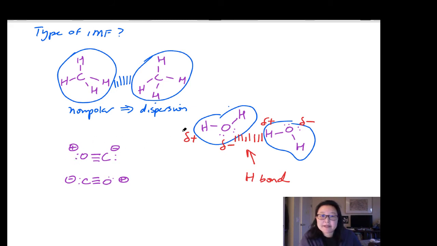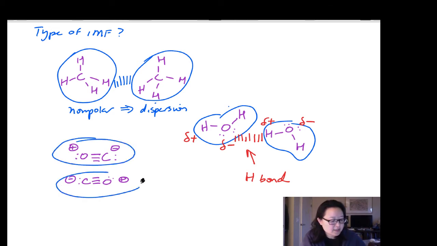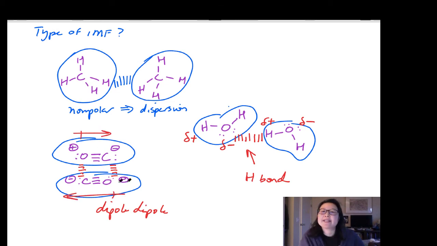Our last example here is carbon monoxide molecules, and I've drawn them with their formal charge. Okay, this is the way we usually think of them. And in this case, you see the negative and the positive already. So there's going to be an intermolecular force of attraction this way. And what would they be called? Well, CO is polar, but not very polar, so we would call these dipole-dipole. That's because we have a dipole going this way and a dipole going that way, and these two dipoles are attracted to each other.